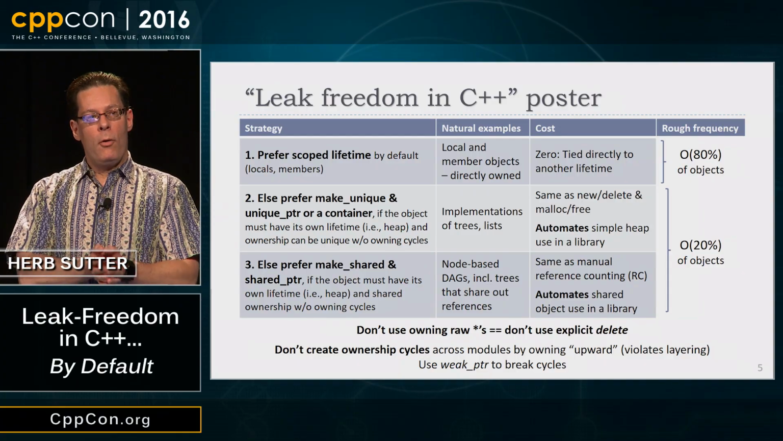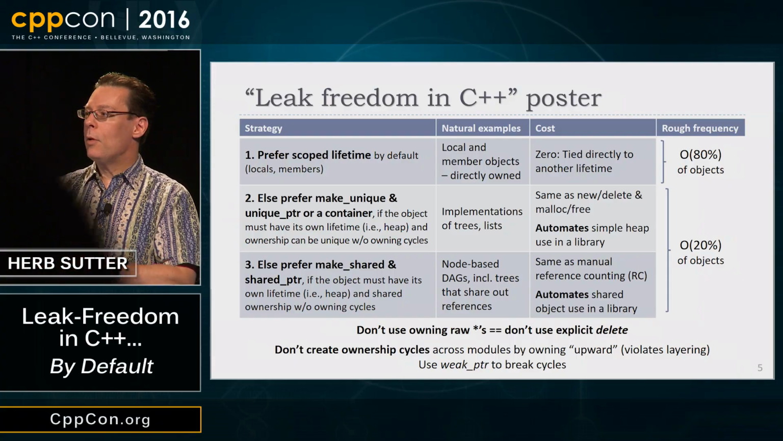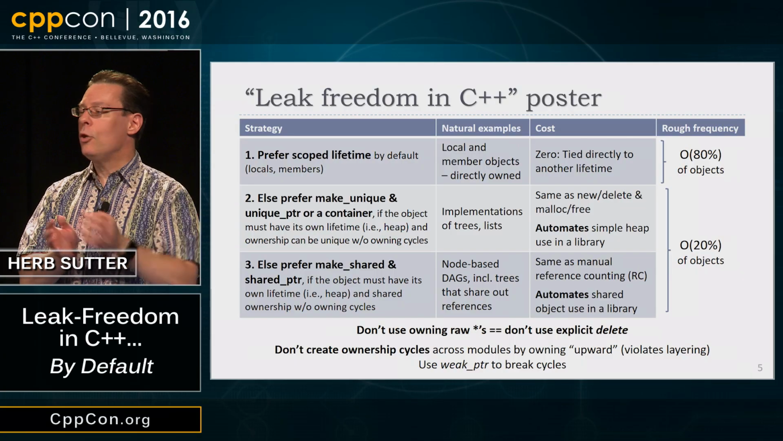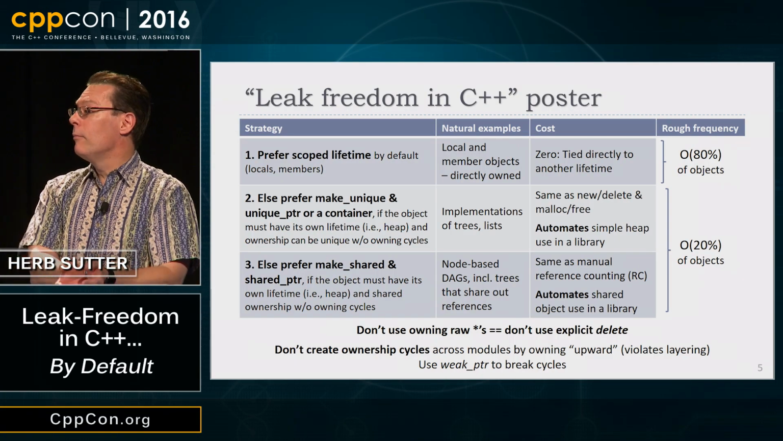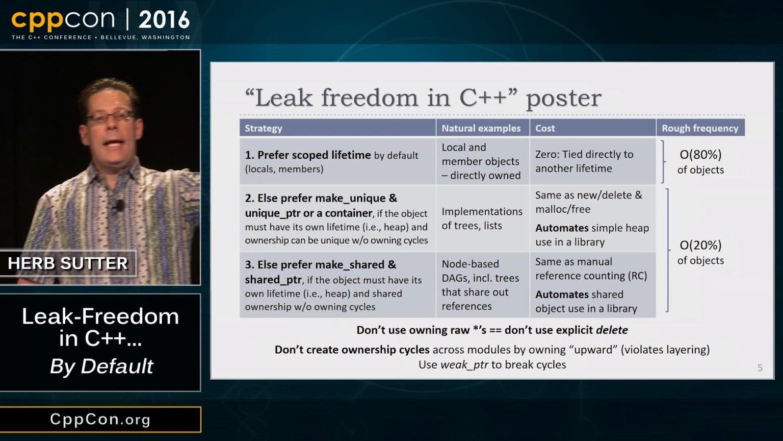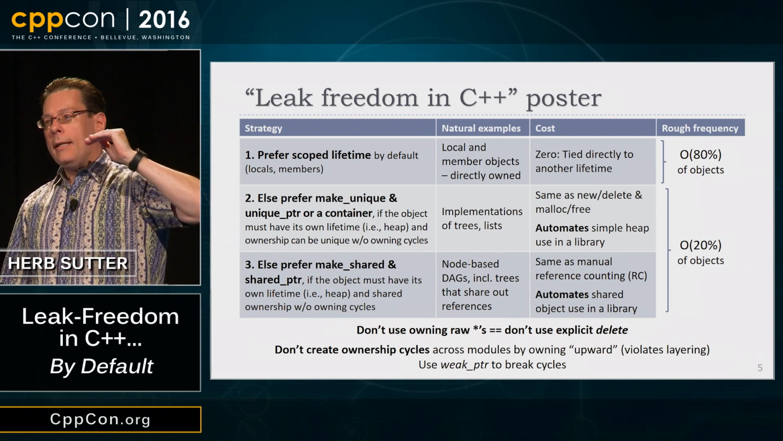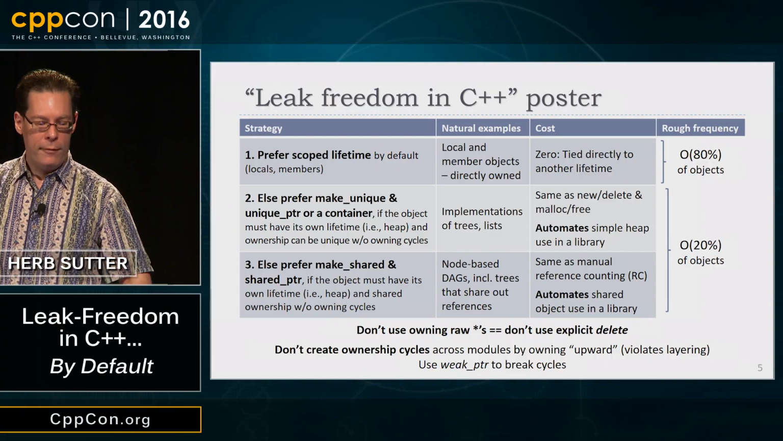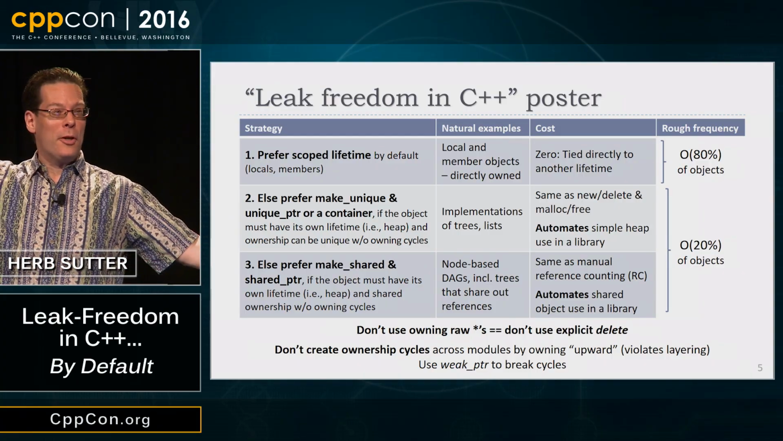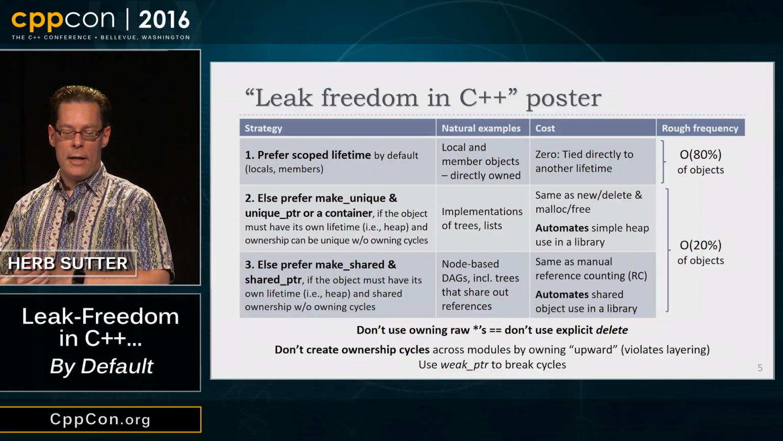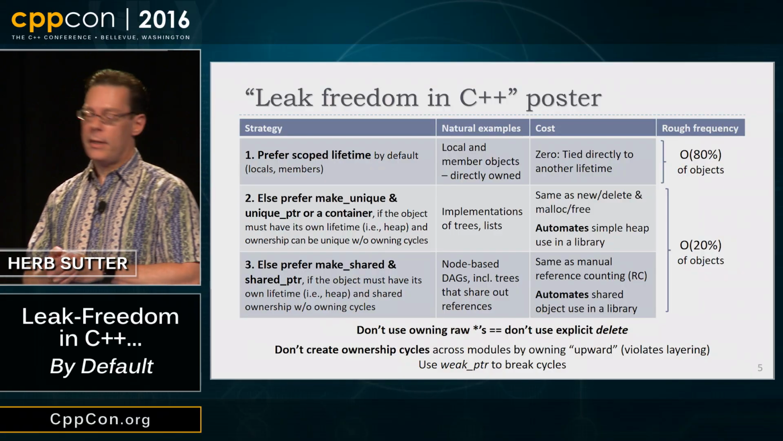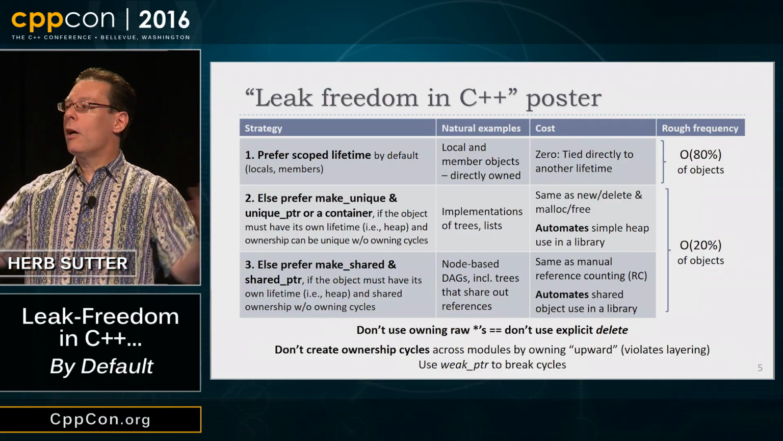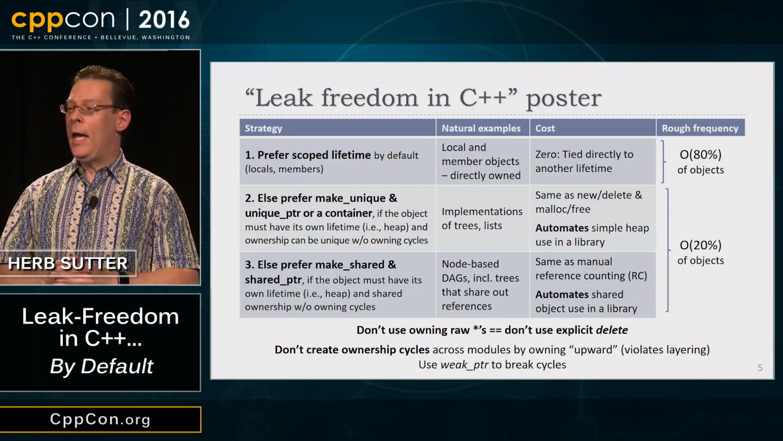So the way to think about unique pointer is it automates simple heap use. It automates single object new and delete as a library. The next thing, if you need your own object that has its own lifetime, but single ownership isn't enough, you need shared ownership, we have a tool for you. It's called shared pointer, and this is great for node-based containers like directed acyclic graphs, trees that share out references. We'll see those kinds of examples.